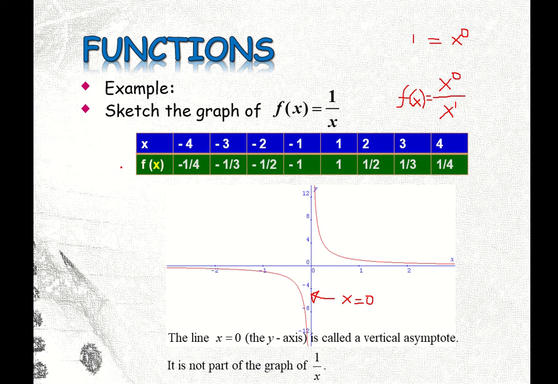It's done by first tabulating values for x and solving for f of x. And then find the value of x that can make the function undefined or make the denominator 0. There's no other value but x equal to 0, so that would be the asymptote. So, we have here the vertical asymptote. Okay, so the y axis, or x equal to 0, is the vertical asymptote of this function.